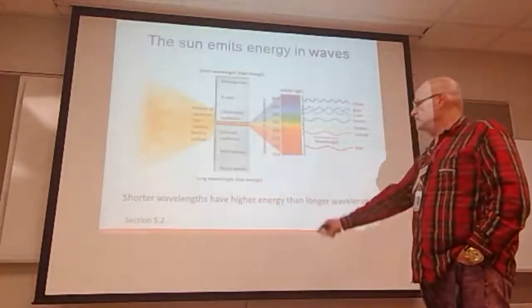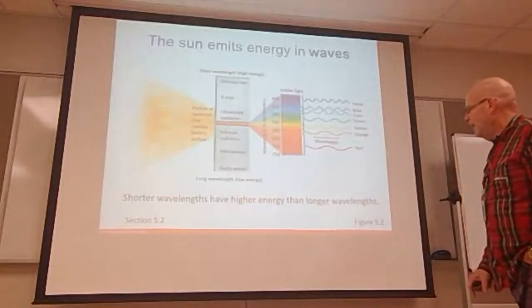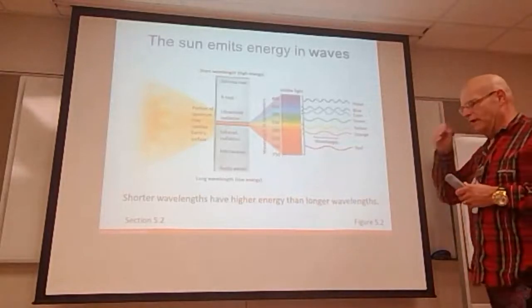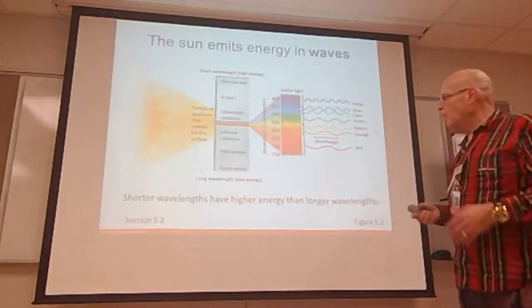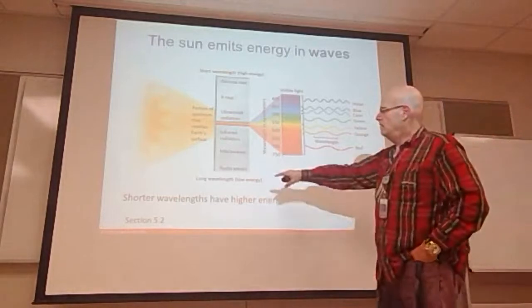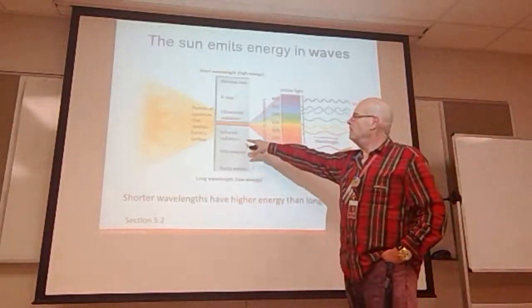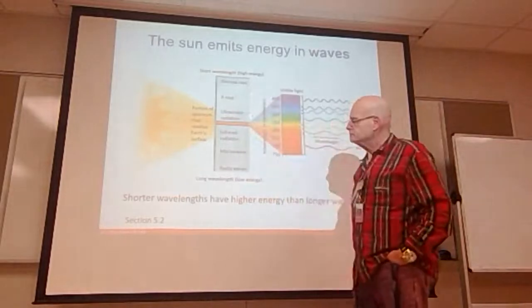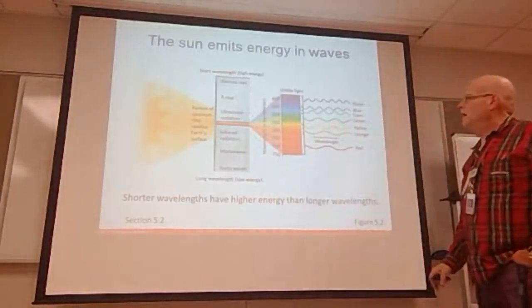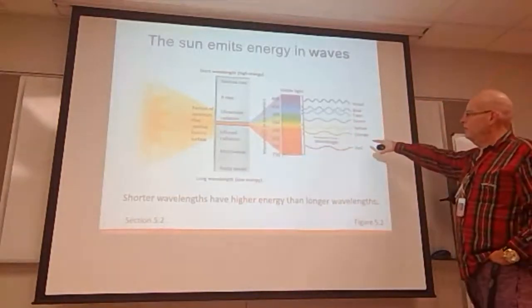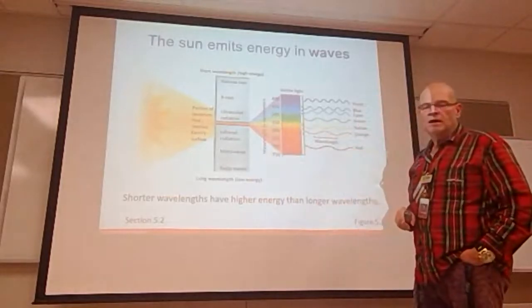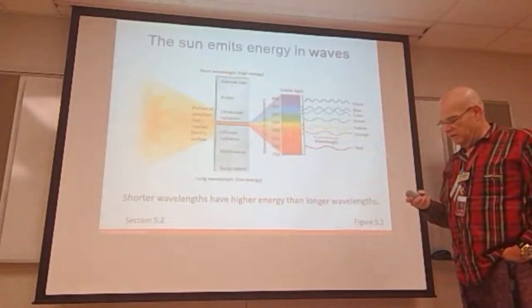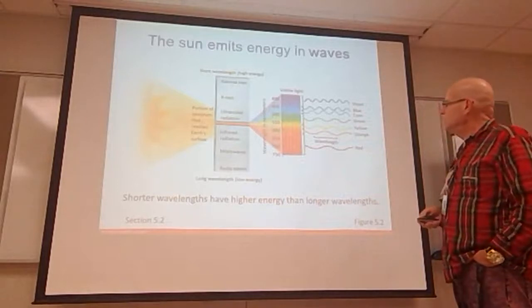What I do want you to remember is that shorter wavelengths of light have higher energy than longer wavelengths of light. So the short ones have a whole lot more energy. After all, long waves, microwaves, short waves, gamma rays. So these are the wavelengths. Over here is the visible light. If you shine visible light through a spectrum, you will see it break down into its color components.